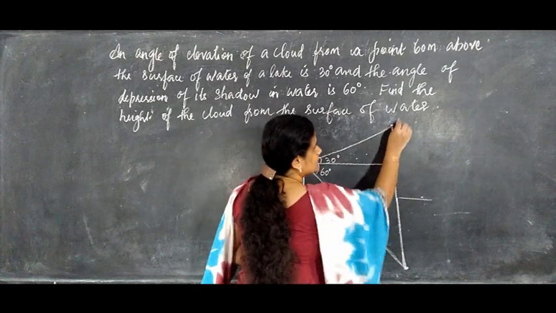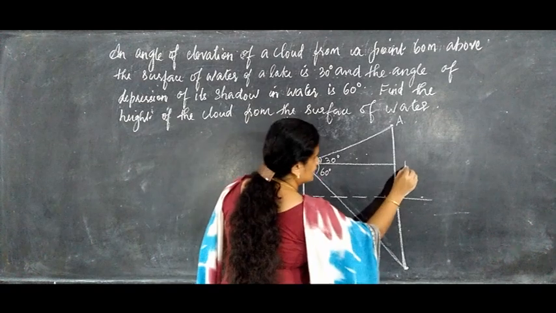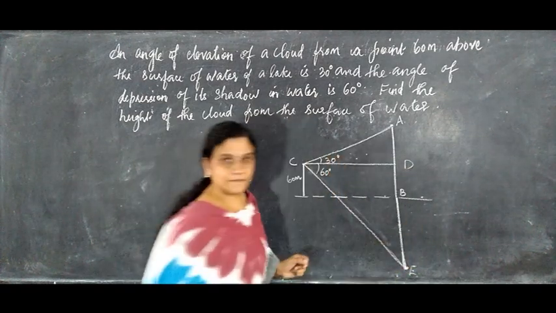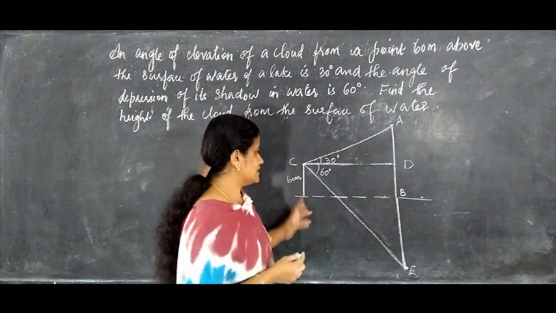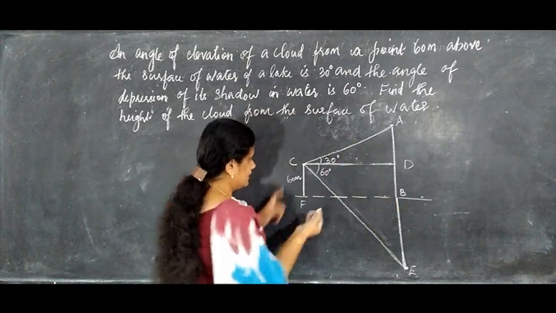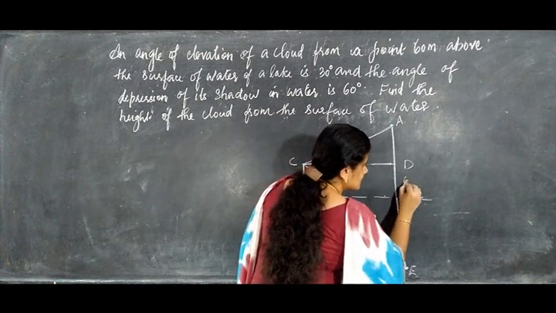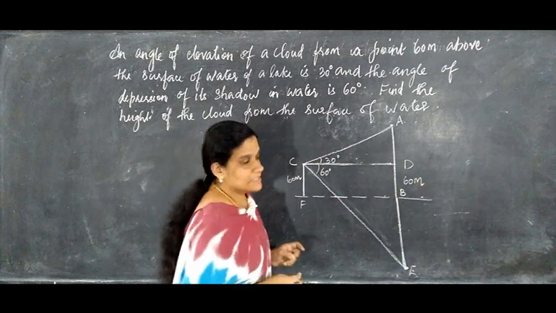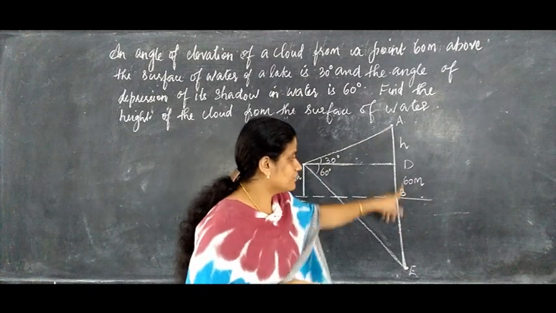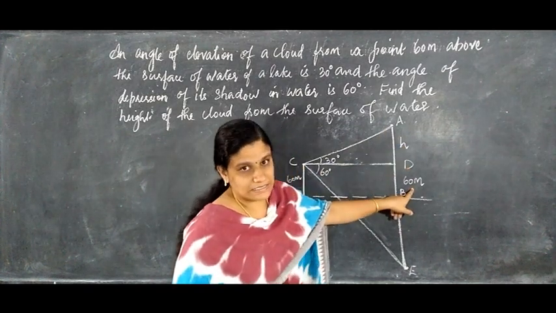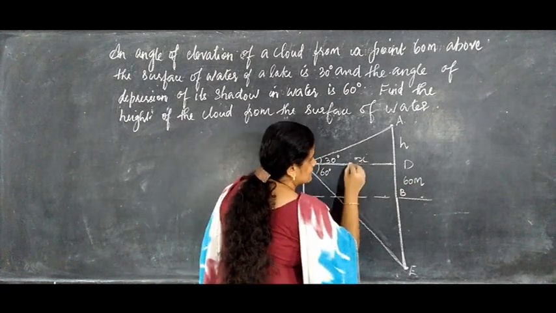So, we will mark A, B, C, D, E. Now we see here we have to find AB. CF is 60 meter, then what will be this BD? 60 meter. So, let us consider AB as H. Then what is AB? H plus 60 meter. And let CD be X.